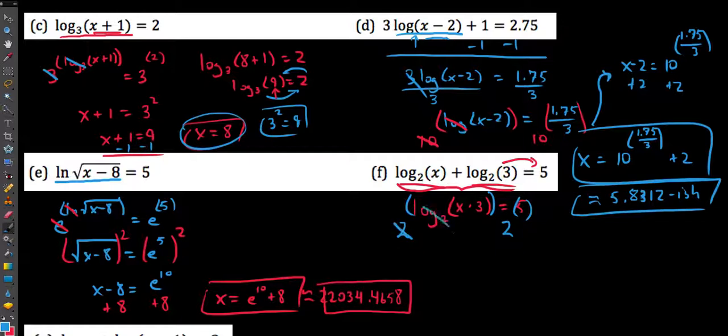We'll exponentiate both sides with a base of 2. So we get 3x equals 2 to the 5th, and because I think that is entirely reasonable, we could say 2 to the 5th is 32. We get x equals 32 thirds.